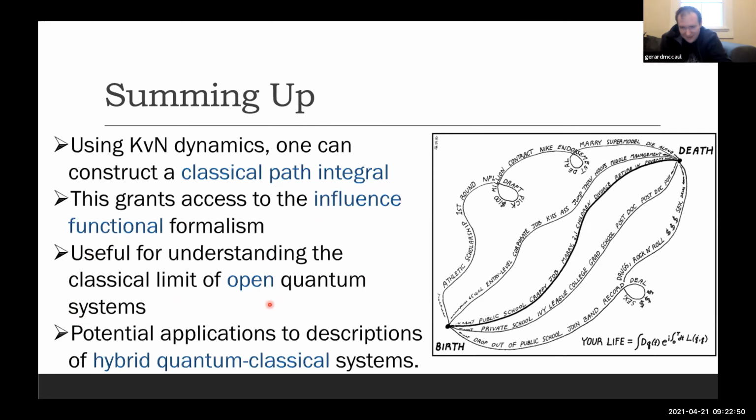Well, I would say a natural use of this influence functional formalism is to generate effective stochastic equations, for instance for a quantum system with a classical environment, or vice versa, so that we can see precisely what the difference is between having a quantum environment and having a classical environment.